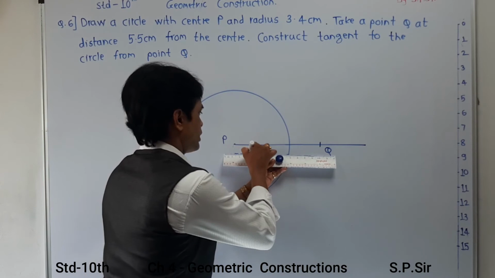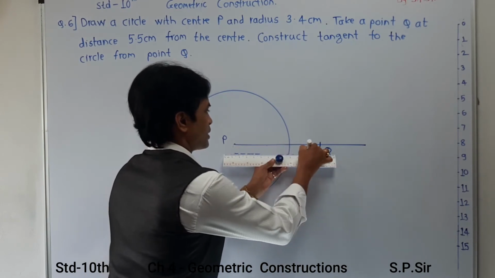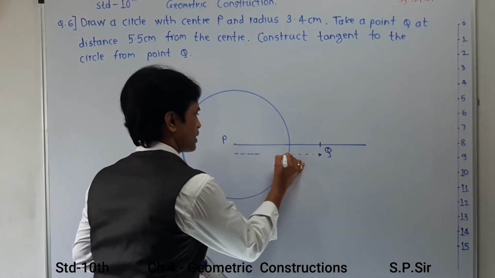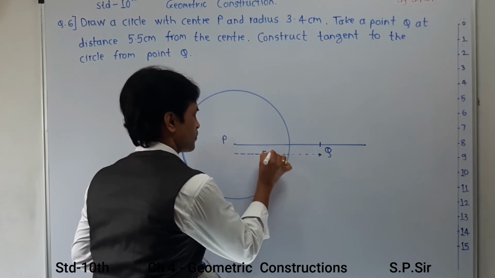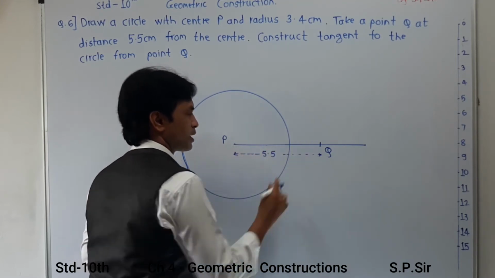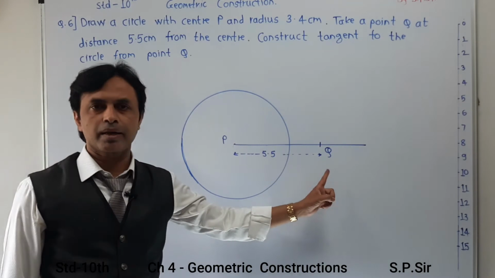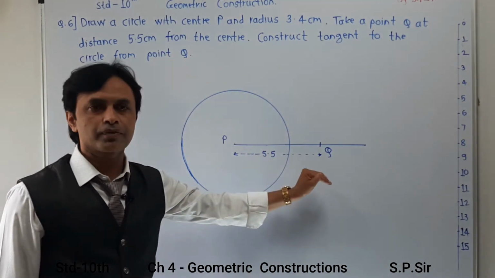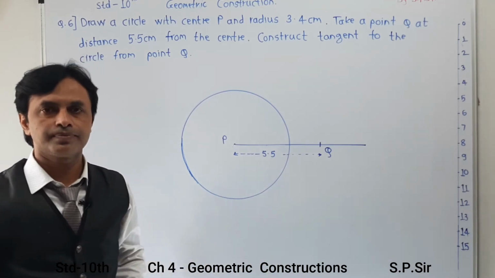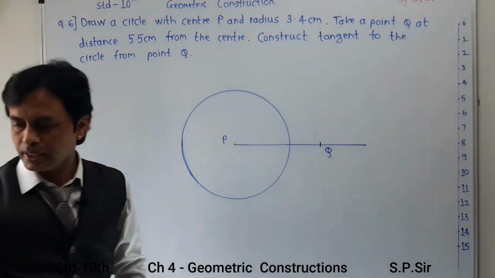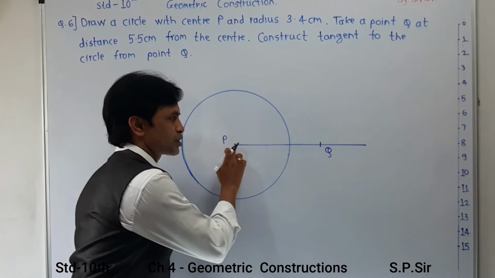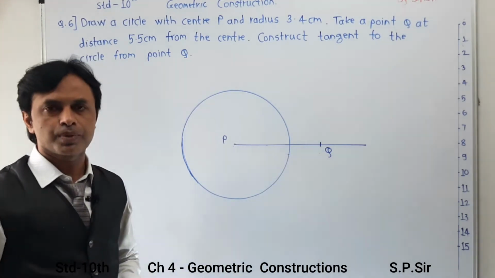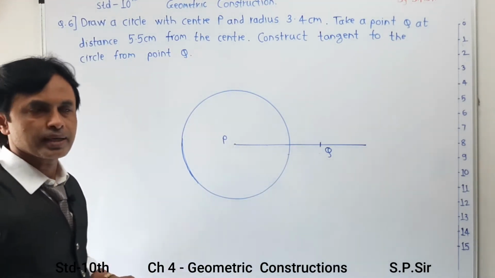So making a tentative mark, if you want, over there, this distance over here is 5.5 centimeter. If you want to indicate it in a diagram, you keep it in. If you don't want to keep it, no problem. Just for indication I have indicated it. Now you have to focus on 2 points. First is P, second is Q.